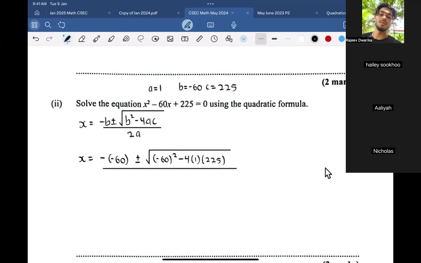And that'll be 2 by 1. So negative by negative is a positive, so it'll be positive 60. And on the inside, let me see if I can work this out mentally. That'll be 3600 minus 900, so it'll be 2700. Am I right?